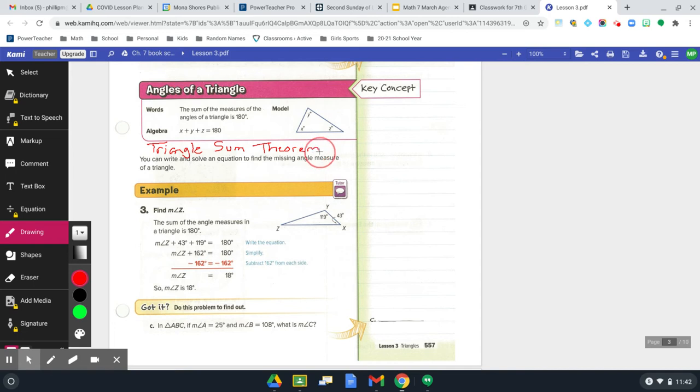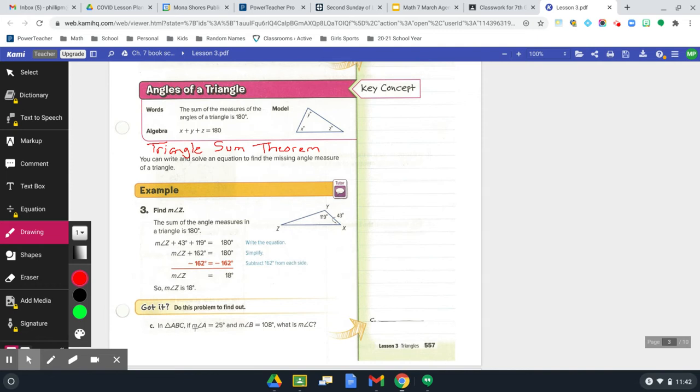And so what that means is that all three angles, the sum of the measures of the angles of a triangle, is 180 degrees. So in this picture, it shows angle X, angle Y, and angle Z. All three of those added together equal 180. And so we're going to practice this a little bit on some different examples. So we're going to start looking at the got it here at letter C at the bottom of the page.